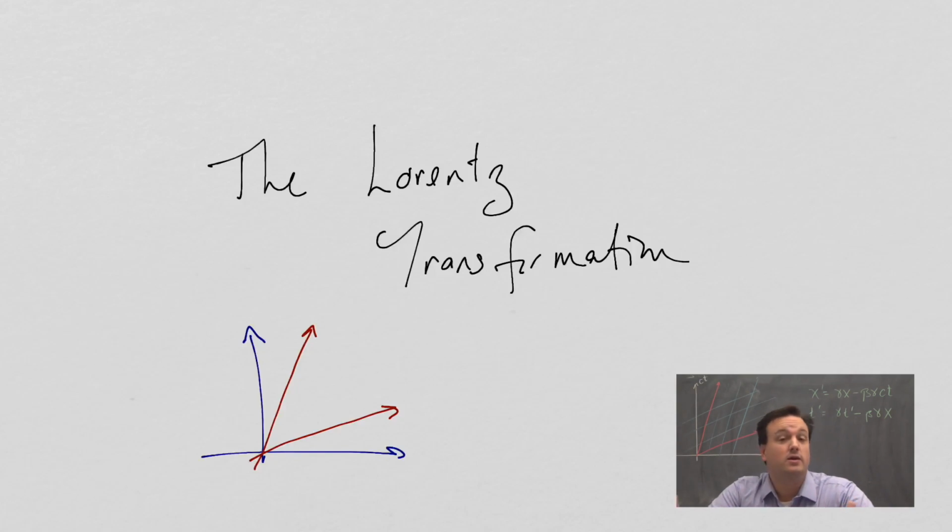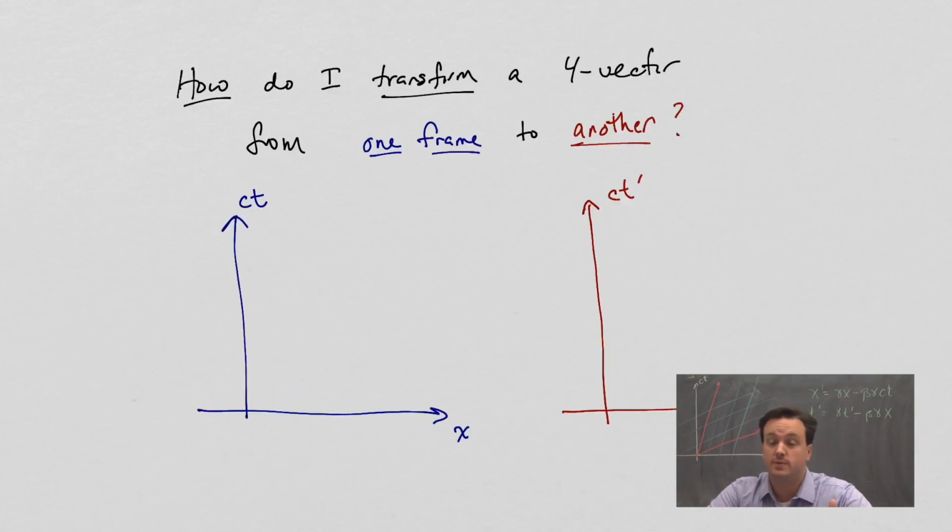Well, today we're going to conclude our video series by talking about the Lorentz transformation, or in other words, we're going to answer the question about how I can take four vectors from one reference frame and represent them in another reference frame. So we're going to start with our two favorite reference frames, the one in blue here, which are the unprimed coordinates, and the one in red, which are going to be the primed coordinates.